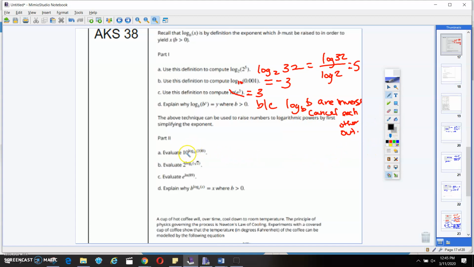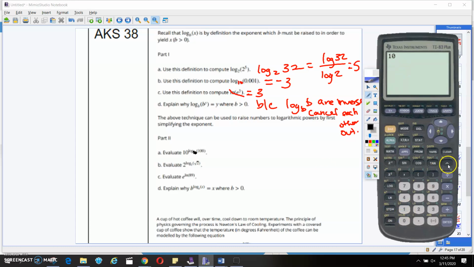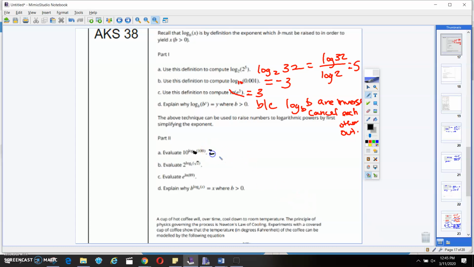Part 2. It says evaluate 10 to the log of 10. Does that say 10 on your paper? Yep. Of 100. So 10 to the log base 10 of 100. Now I can type this straight into my calculator, 10 raised to the log of 100, and I'm going to get 100.